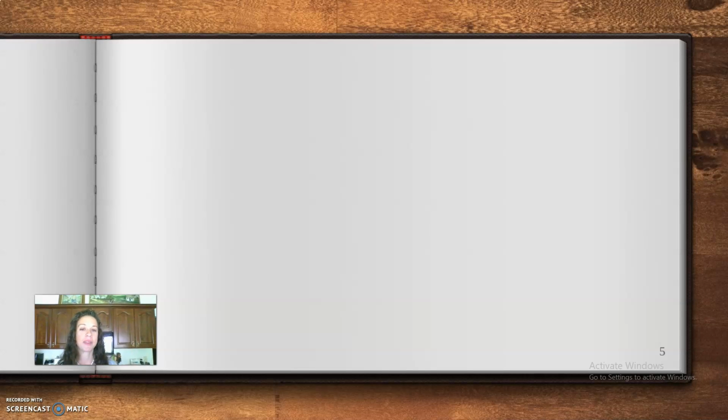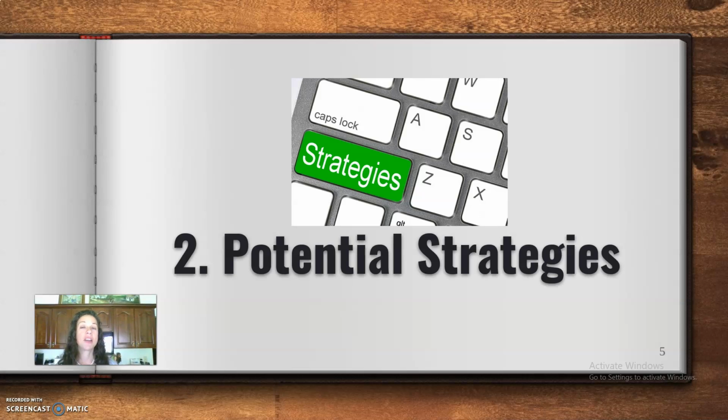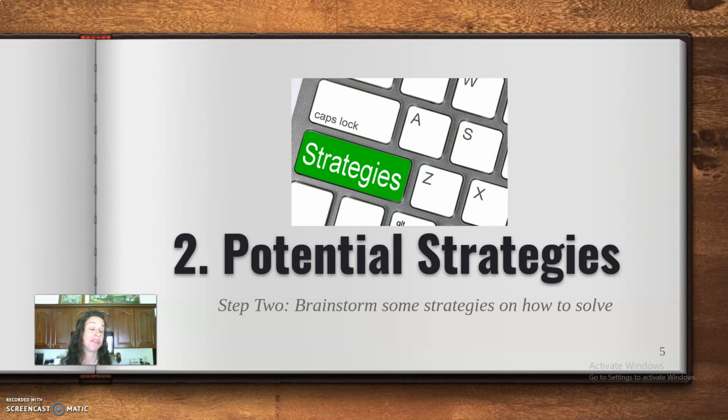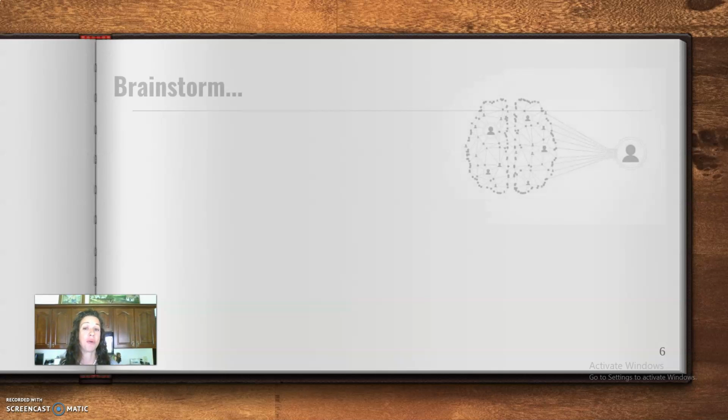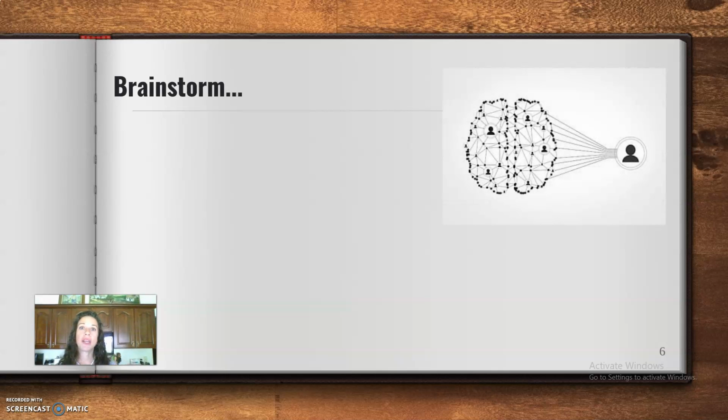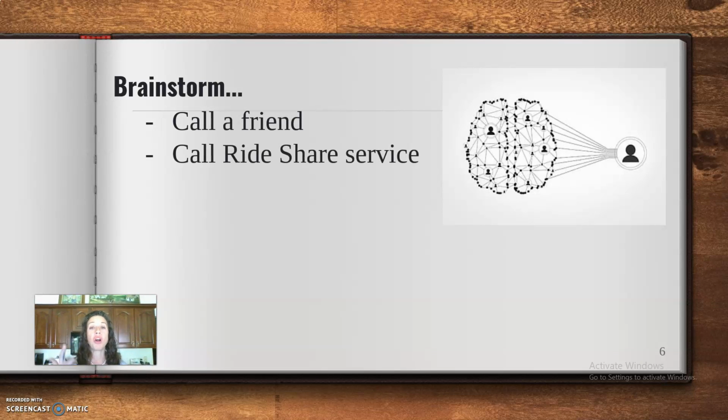Our next step, it's going to be to identify some strategies that could potentially solve this issue that we're having. So this is our brainstorming session. What are we going to do? What are all the things we could think of? We could call a friend. We could call a rideshare service. Could ride your bike or a skateboard.